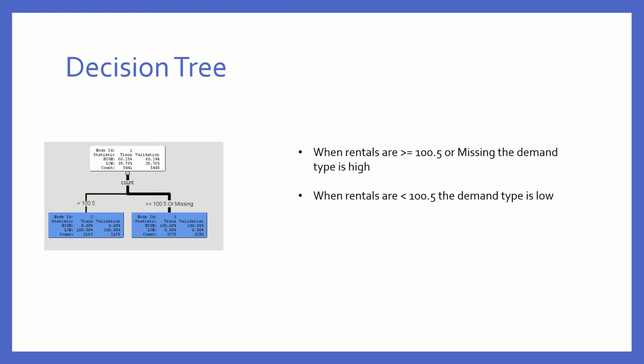For our predictive models, we used SASminer to create a decision tree and a segment profile. The decision tree shows the testing of demand type. We can notice that when rentals are greater than or equal to 100.5 or missing, the demand type is high. And when rentals are less than 100.5, the demand type is low.